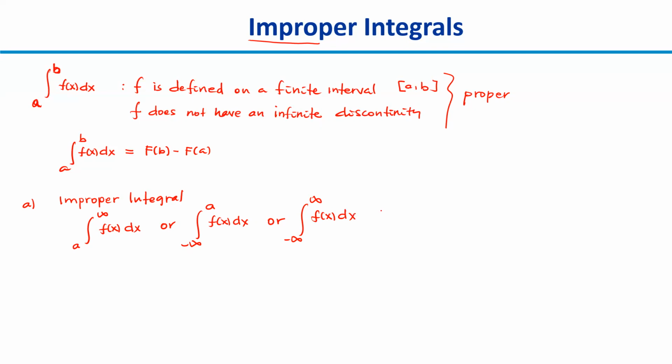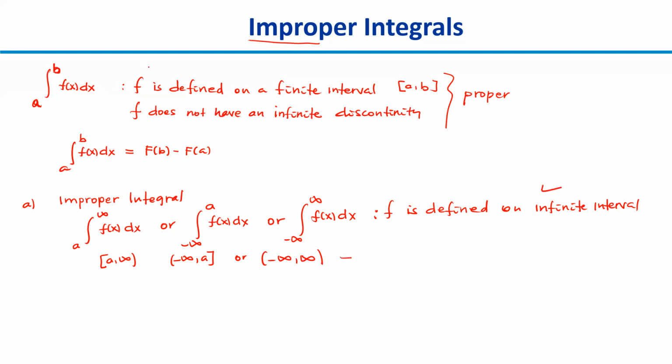So in this case, f is defined on an interval which is infinite. The interval we have here is a up to positive infinity, this one is from minus infinity up to a, and this one is from minus infinity to infinity. So these are infinite intervals, as you can see here.